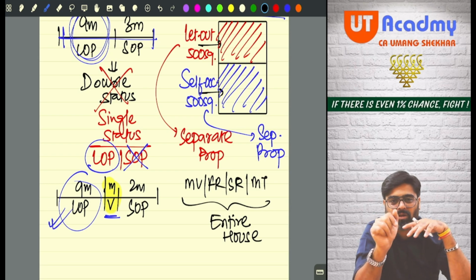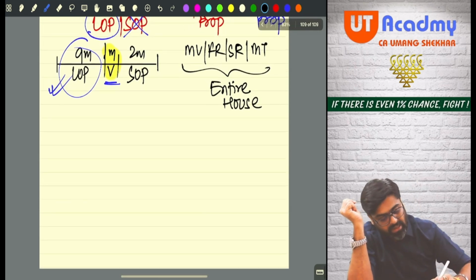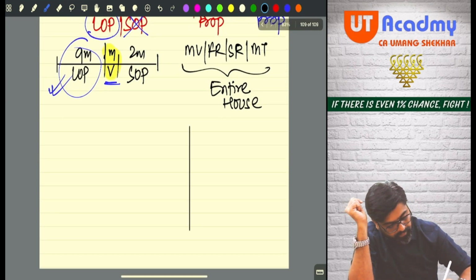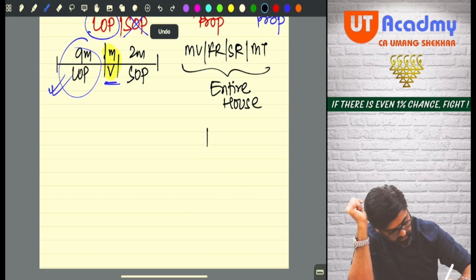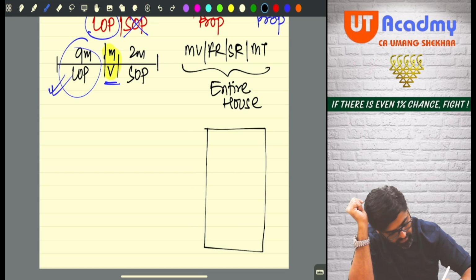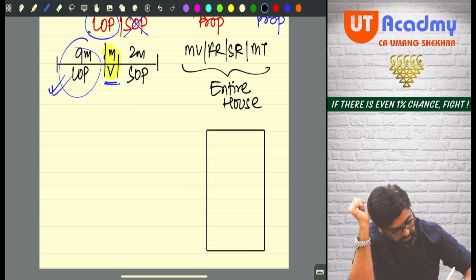Only this case cannot be there. Wait, there can be one more case. See, now there is one house. Now this house has, for example, 3 equal parts.